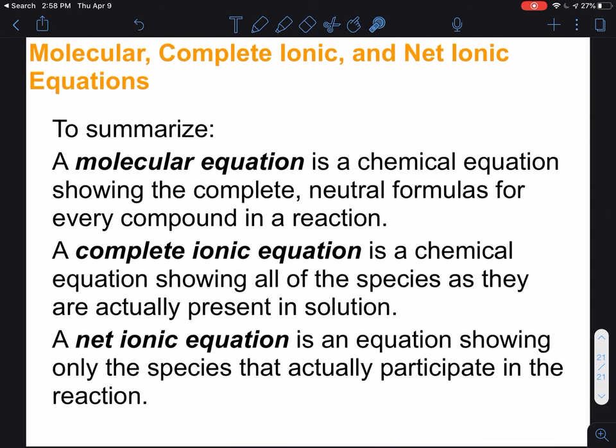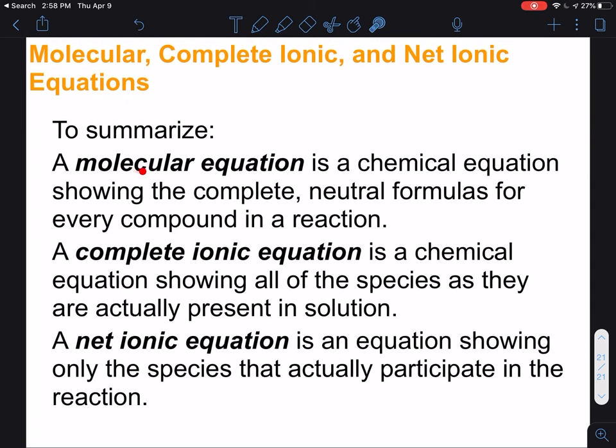All right, I'm going to wrap this up by summarizing. A molecular equation, which we learned, is a chemical equation showing the complete neutral forms for every compound in the reaction. A complete ionic equation is a chemical equation showing all of the species as they are present in solution. And a net ionic equation is an equation showing only the species that actually participate in the reaction.